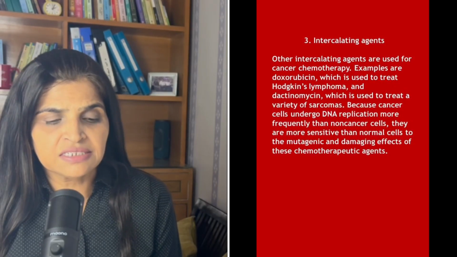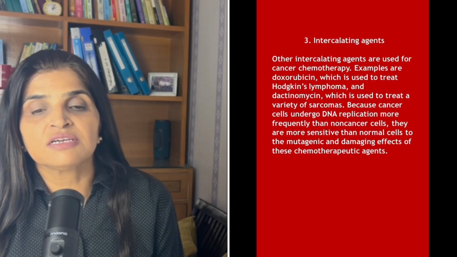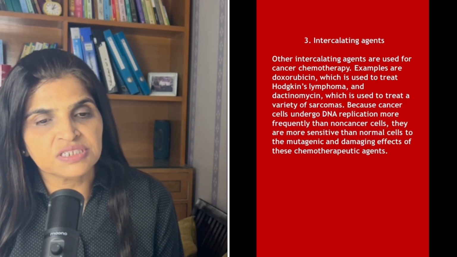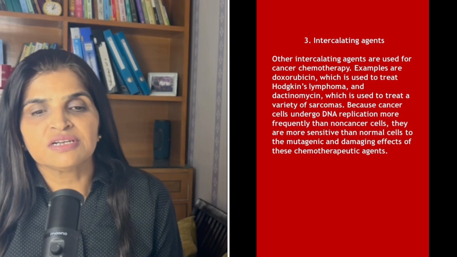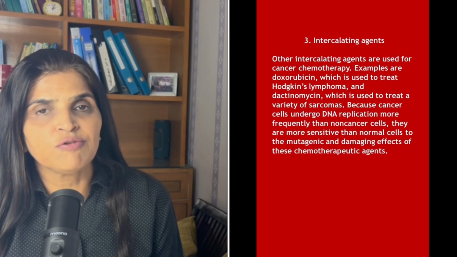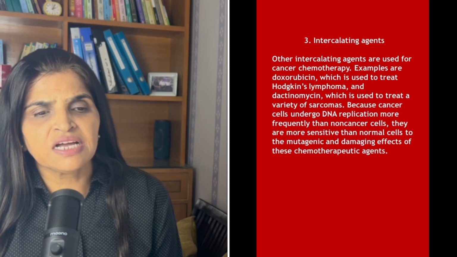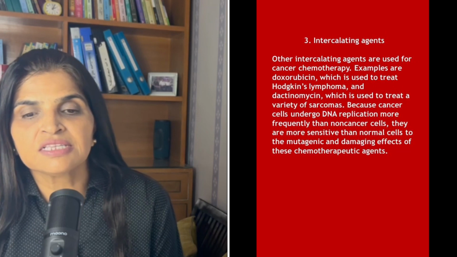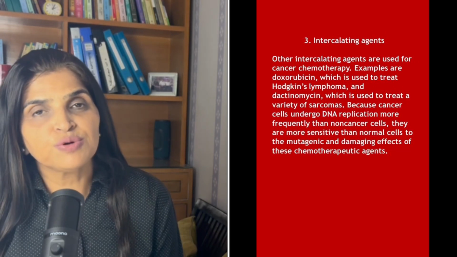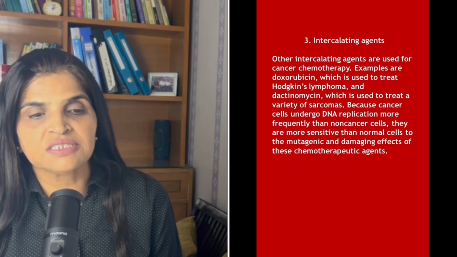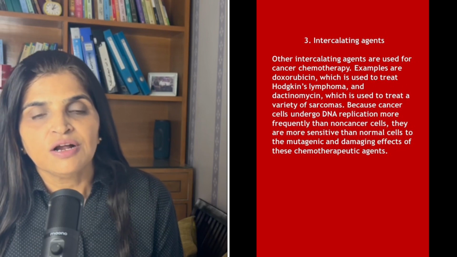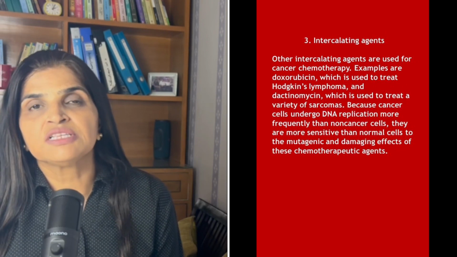These intercalating agents are used for cancer chemotherapy also. One example which I like to give here is doxorubicin, and it is used to treat Hodgkin's lymphoma. Because the cancer cells undergo DNA replication more frequently than non-cancer cells, they are more sensitive than the normal cells to the mutagenic and damaging effects of these chemotherapeutic agents. So this property of intercalating agents makes them very useful for DNA studies or maybe chemotherapy.